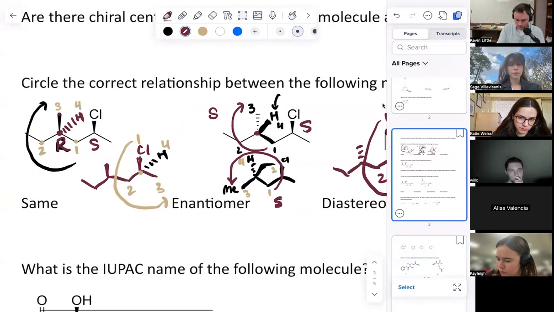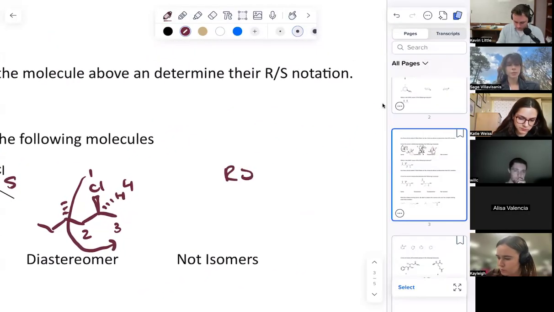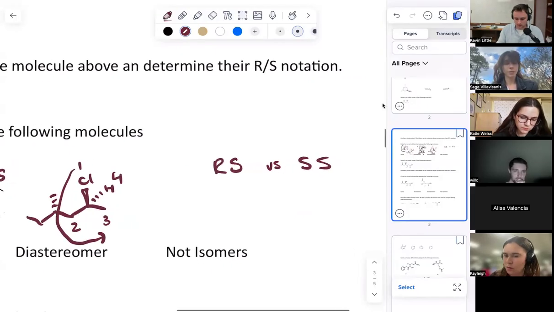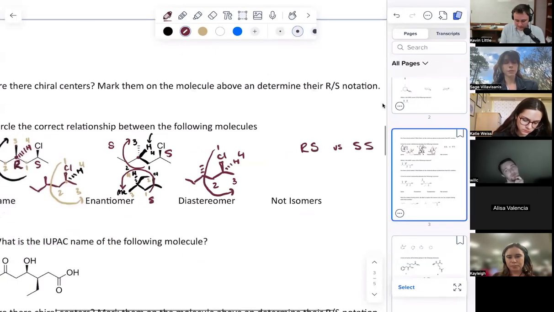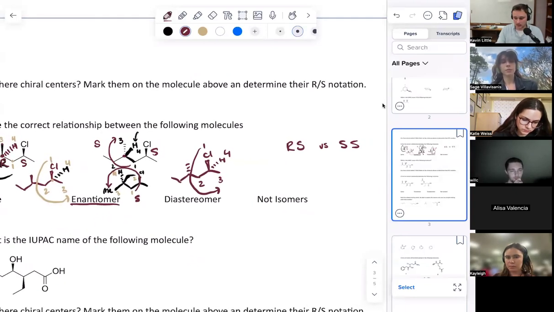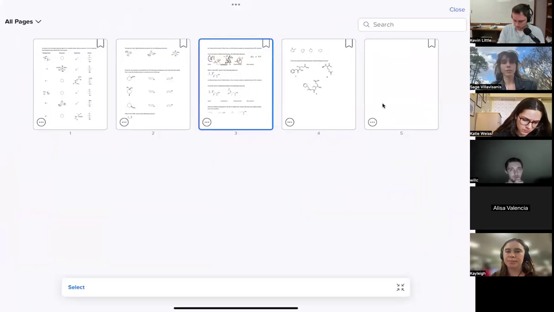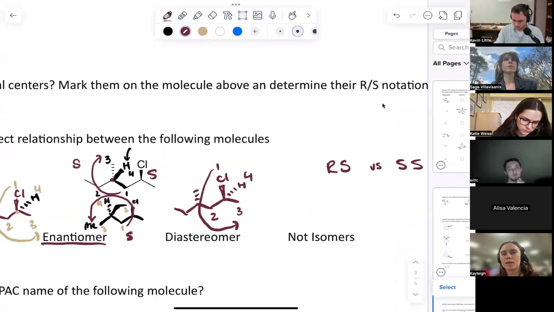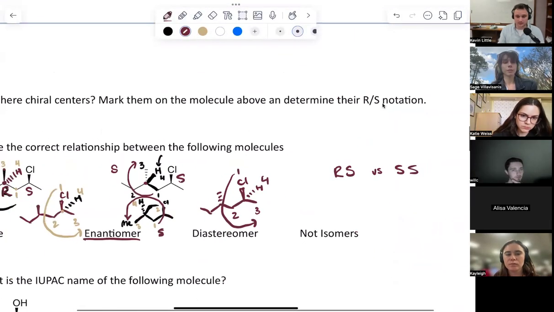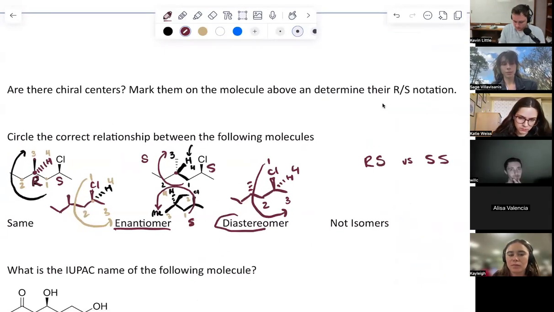So I'm going to write over here. We have RS versus SS. So in order for it to be an enantiomer, they have to all be opposite. Are they all opposite? No. How do I get rid of this? Okay, there we go. They're not opposites. If they're different but not opposites, it is a diastereomer.